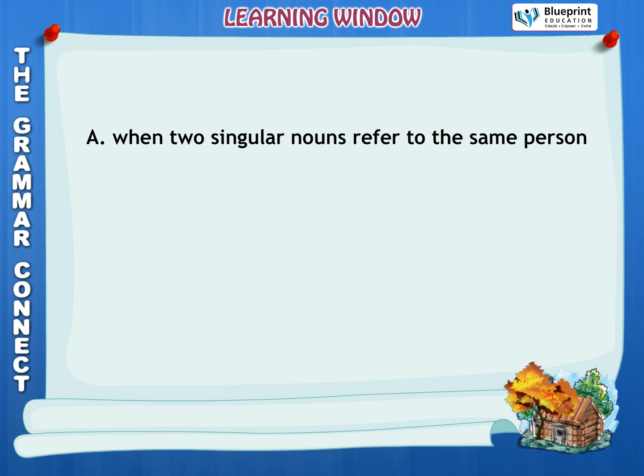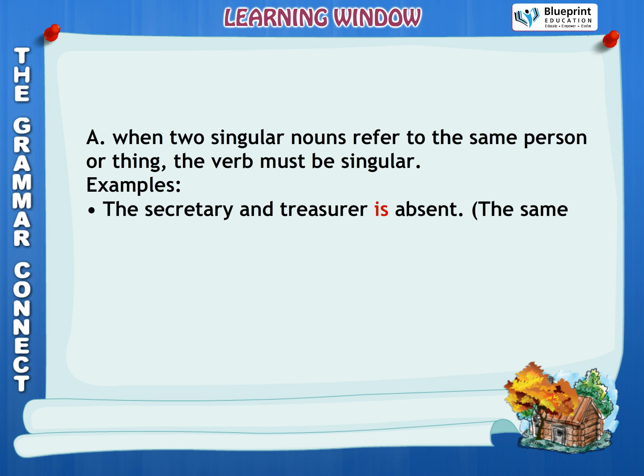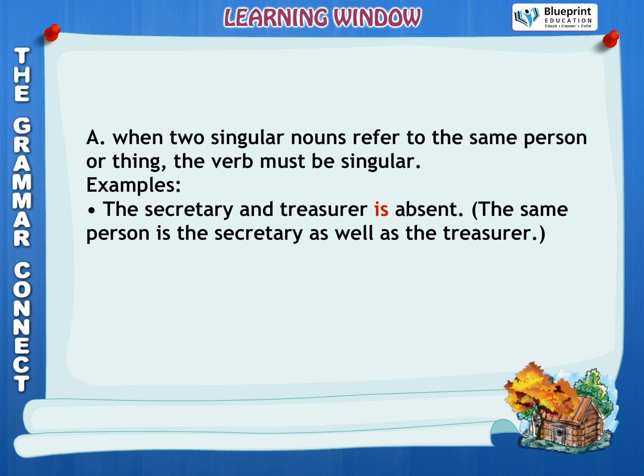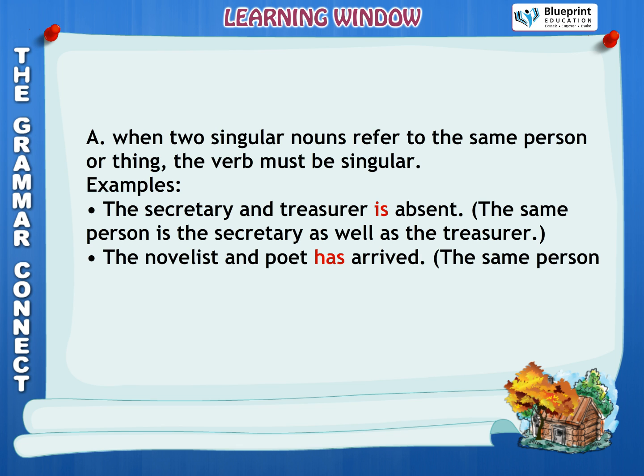However, A. When 2 singular nouns refer to the same person or thing, the verb must be singular. Examples: The secretary and treasurer is absent. The same person is the secretary as well as the treasurer. The novelist and poet has arrived. The same person is the novelist as well as the poet.